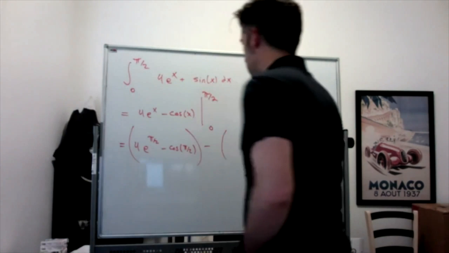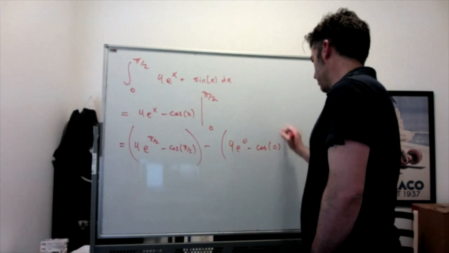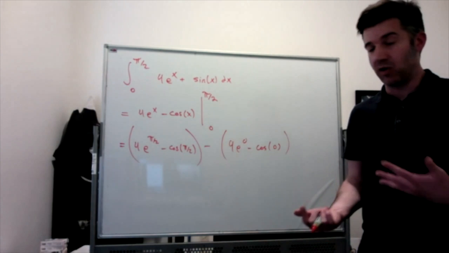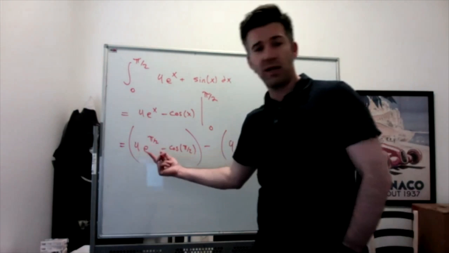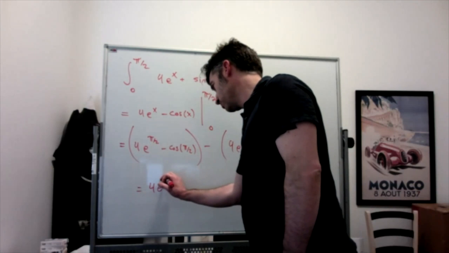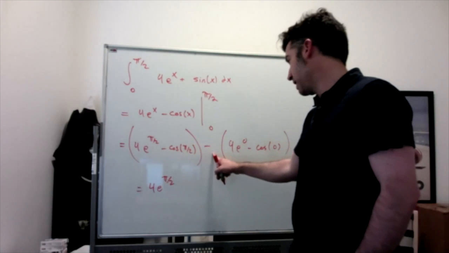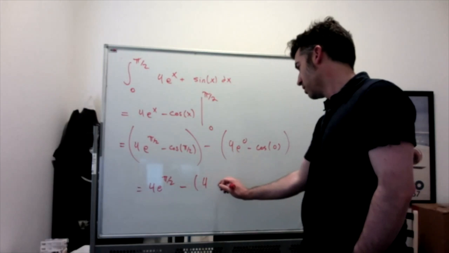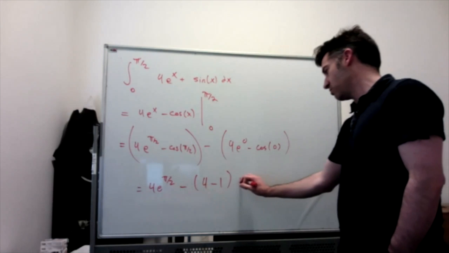minus 4e to the 0 minus cosine of 0. And I do want you to be very careful. A lot of the time when we plug in 0, we get a bunch of zeros. That's actually not the case here. So here, 4e to the pi over 2, we just have to leave as is. There's nothing to be done. It's 4e to the pi over 2. Cosine of pi over 2 is 0, minus e to the 0 is 1. So you get 4 times 1, minus cosine of 0 is also 1. So you actually get 4e to the pi over 2 minus 3.